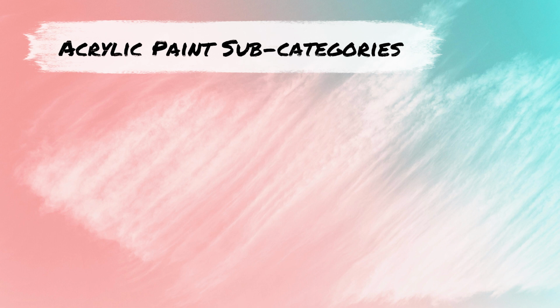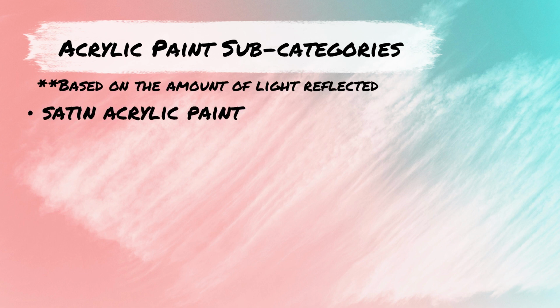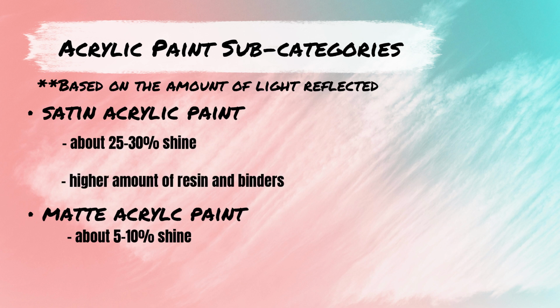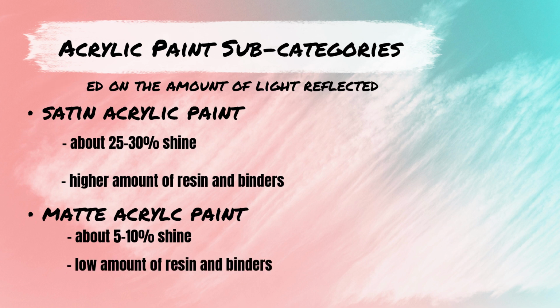Acrylic paint can also be separated into different subcategories based on the amount of light reflected, which includes satin acrylic paint and matte acrylic paint. Satin acrylic paint has about 25 to 30% shine, making it more popular for finishings. On the other hand, matte acrylic paint has about 5 to 10% shine and reflects little to no light. This is due to the higher amount of resin and binders being present in satin acrylic paint versus matte acrylic paint, which has a low resin component in the formula.